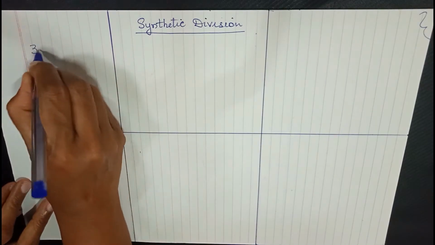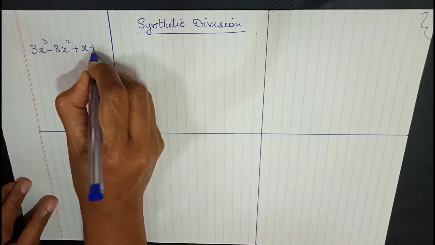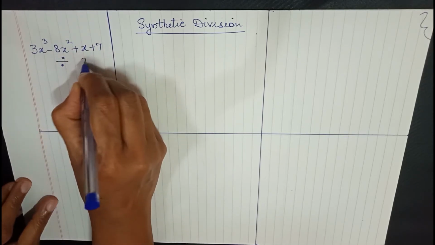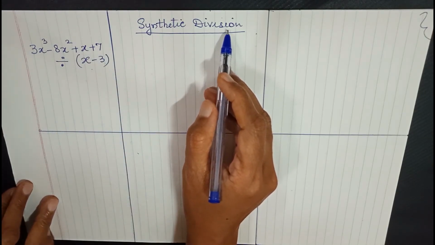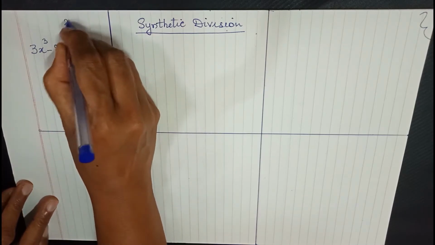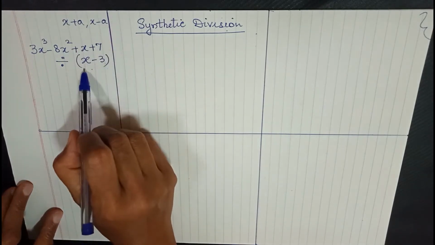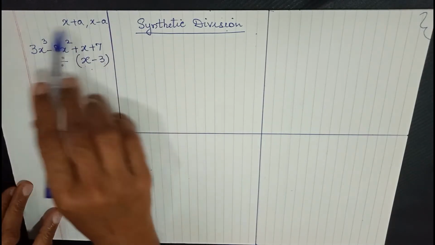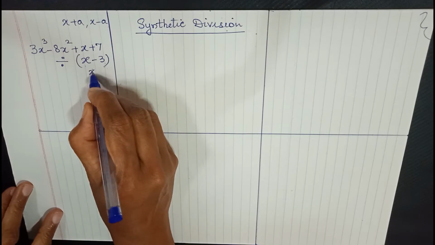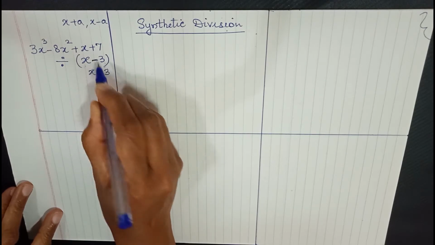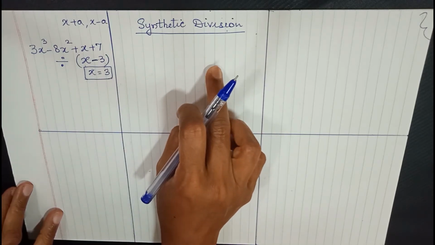So let's take one example. Let us say 3x cubed minus 8x square plus x plus 7 has to be divided by x minus 3. Now this synthetic division can be used only when the divisor is in the form x plus a or x minus a, that is a linear expression, and not having any power like 2 or 3. Here the divisor is in the form x minus a. So we take x is equal to 3, the opposite sign of what is given. If it is minus 3, it will become plus 3 when we start using synthetic division.